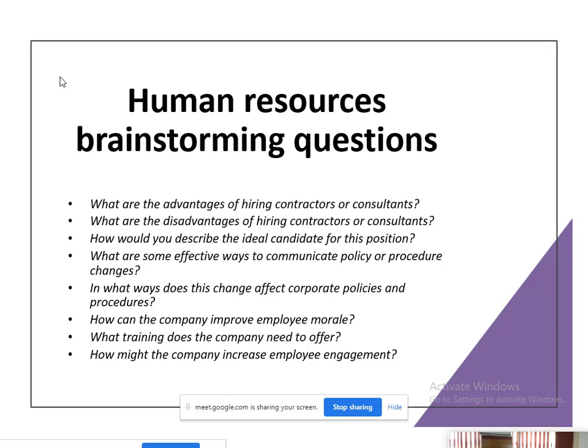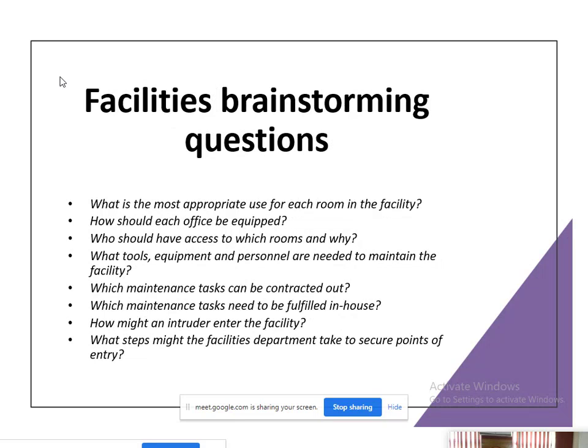So this depends on a company manager, how he or she can engage his employees. How can he involve them in works? So these are a few human resource brainstorming questions. Next is facilities brainstorming questions. So after finance, budgeting, human resource, we have facilities brainstorming questions.